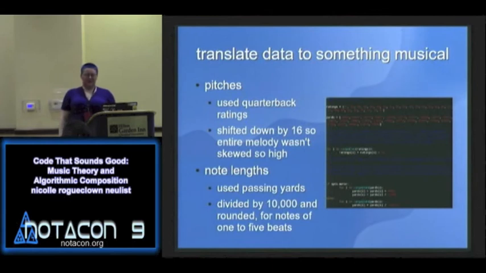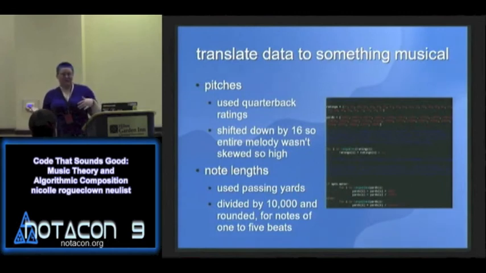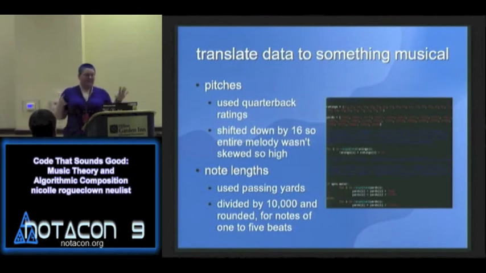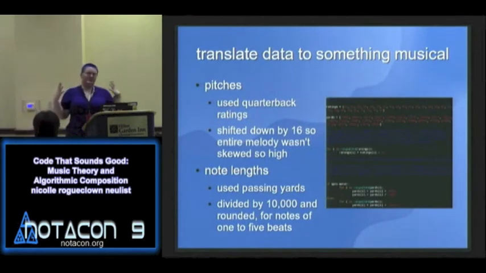I used the passing yards, but since they were all in the range of about 10,000 to 50,000, and that would make no sense in the context of beats per minute, I just divided by 10,000 and rounded. So instead of being in a range of 10,000 to 50,000, it would be between 1 beat and 5 beats, which, normalizing to 120 or 150 beats a minute, made a lot more sense and made the numbers a lot easier to conceptualize and deal with when moving into music.